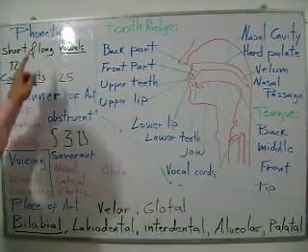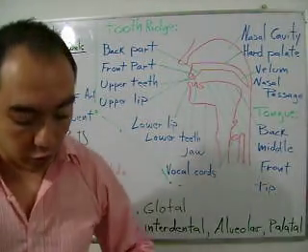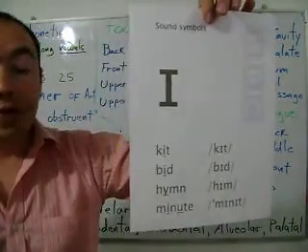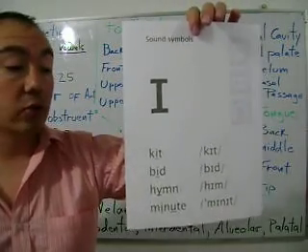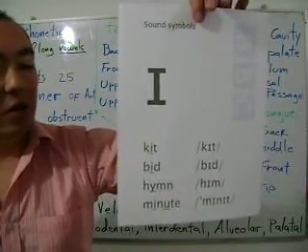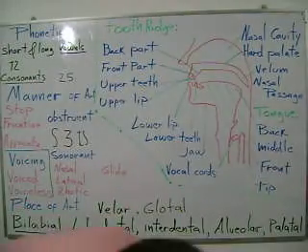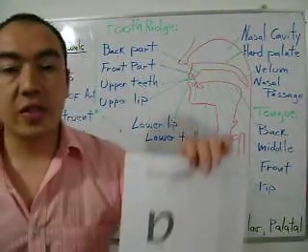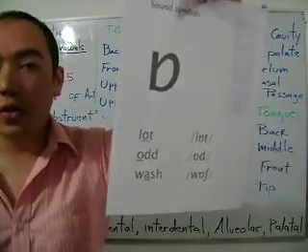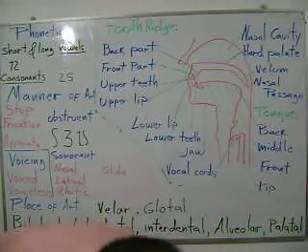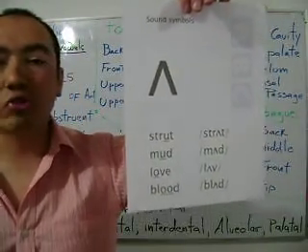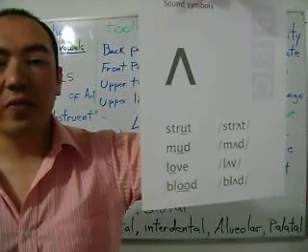Then you have the short vowels, and we can identify these sounds. This is an I type of sound, a short sound. You find it in words such as kit, bit, him, minute. This is an O type of sound, and you can find it in words such as lot, ought, wash. This is an A type of sound, and you find it in words such as strut, mat, laugh, blood.